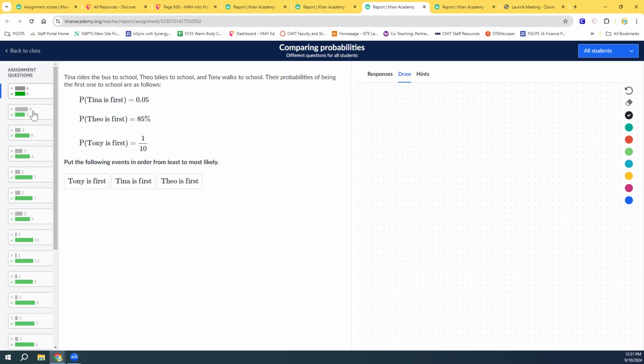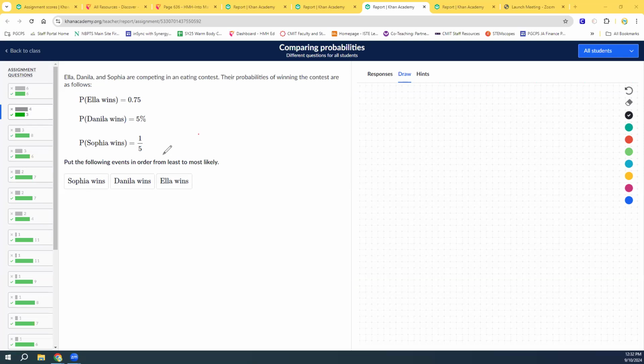Okay, I can't use this one because that one's on the progress check. So let's do this. Ella, Danila, and Sophia are competing in an eating contest. Their probabilities of winning the contest are as follows. And again, we can write probabilities as percents, decimals, and fractions. So this whole comparing probabilities is really just challenging you to understand how to compare those 3 different forms of a number. But you can do that, just get them all in the same form, right?